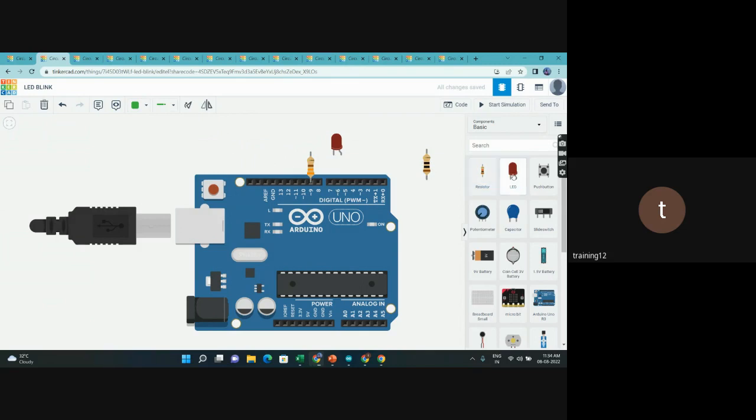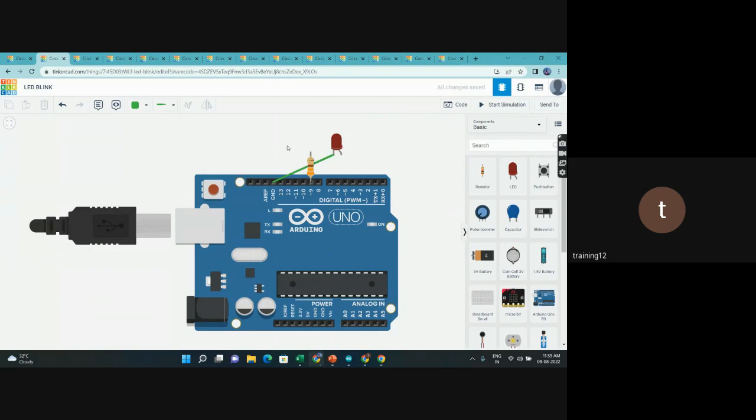Then you have to select and drag and drop the LED. Then you can give different colors to the LED. So this way you have to select the component. Here we have just used the first program, LED blinking. So first the cathode, the negative portion of the LED, is connected to the ground this way.